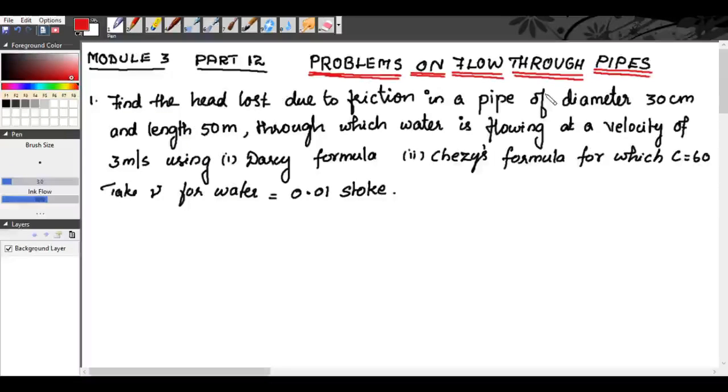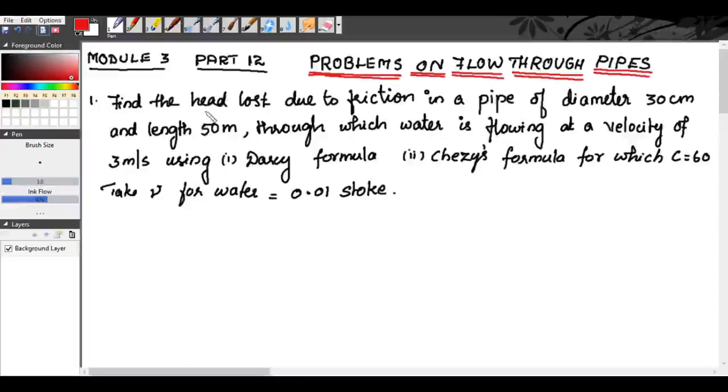Let us see the problems on losses through pipes. As we discussed in the last class, we are considering the losses due to friction. Due to friction means that is major losses, and there are other minor losses due to the expansion of pipe, contraction of pipe, obstructions in the pipe, etc. So we will analyze a few problems related to these major losses and minor losses.